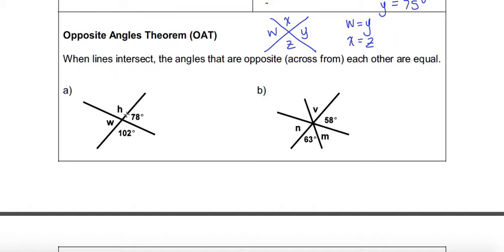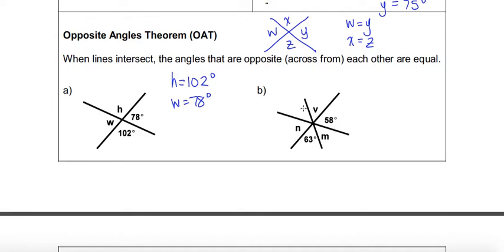So if I'm looking at these examples, I can easily say that H must be 102 degrees because these two are exactly across from each other. They're opposite each other. And W must be 78 degrees because those two are across from each other. Okay, so that's helpful for us to know.